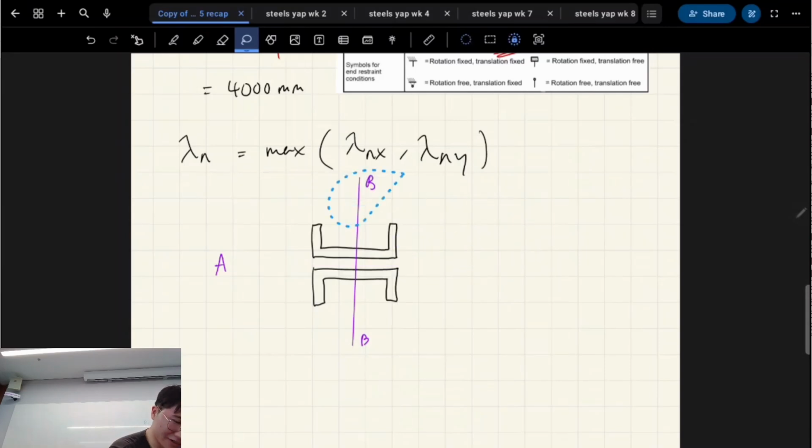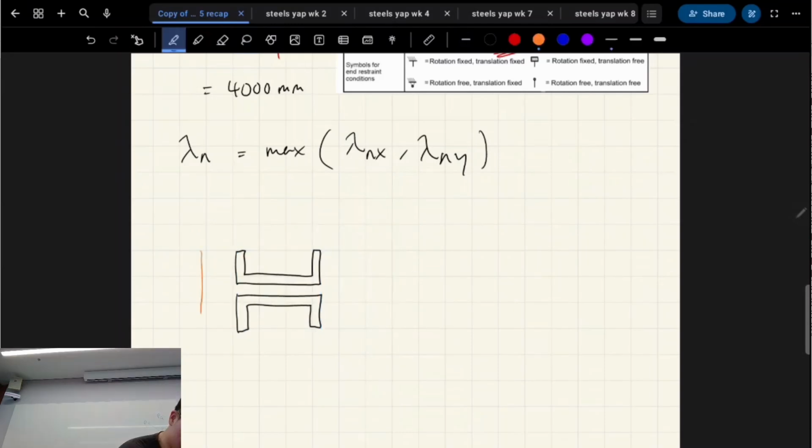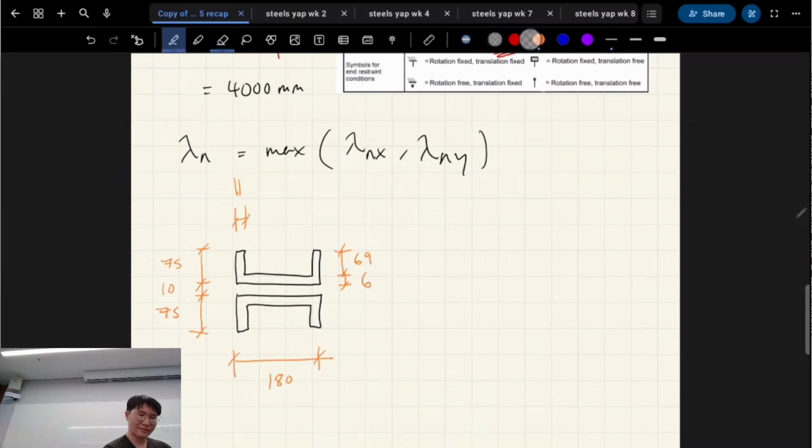So I probably didn't draw it the best in terms of the dimensions, right? Let me draw the dimensions out for you. This is 180. This is 10. That's 180. It's better. This was 75. Our flange thickness, I should say, was 11. Our web thickness was 6, which leaves the remainder of this length as 69, because 75 minus 6, right? Okay.